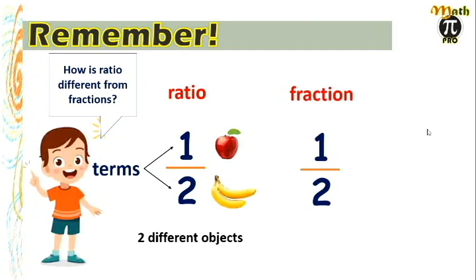But in a fraction 1/2, the numerator and the denominator of the fraction refer to one object only. For this example, in 1/2, both 1 and 2 refer to the apple. So in a fraction, we are talking about only one object, specifically a part of an object.